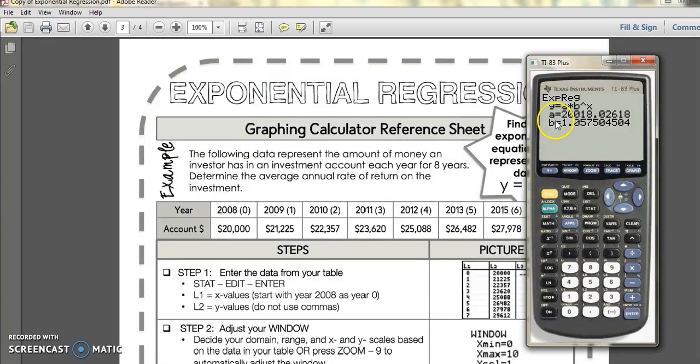So we want to put this data in our y equals to see how this equation will fit. If we're looking for our initial term again, that's a, that's $20,018.03.